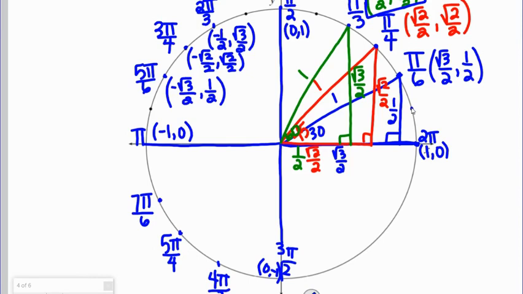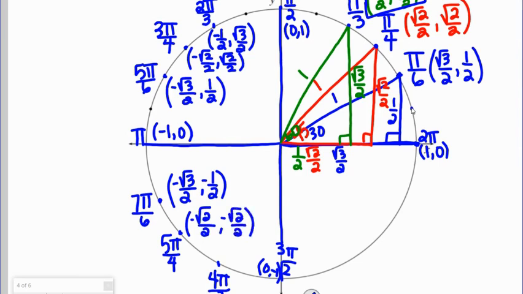So 7 pi over 6 corresponds with the pi over 6 coordinates: negative square root 3 over 2 and negative 1/2 would go there. For 5 pi over 4, that would correspond with pi over 4, so negative square root 2 over 2, negative square root 2 over 2. For 4 pi over 3, that corresponds to pi over 3, only again, they'd both be negative. So negative 1/2, negative square root 3 over 2.